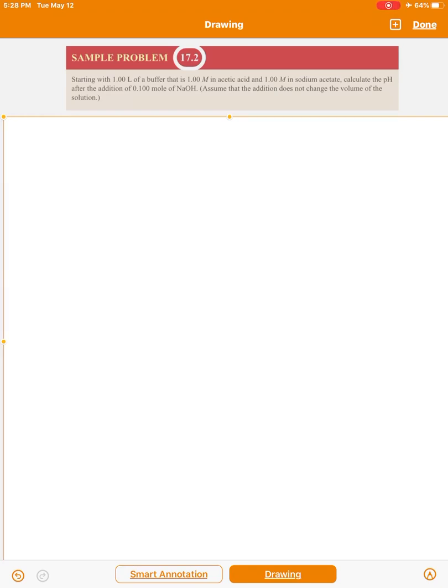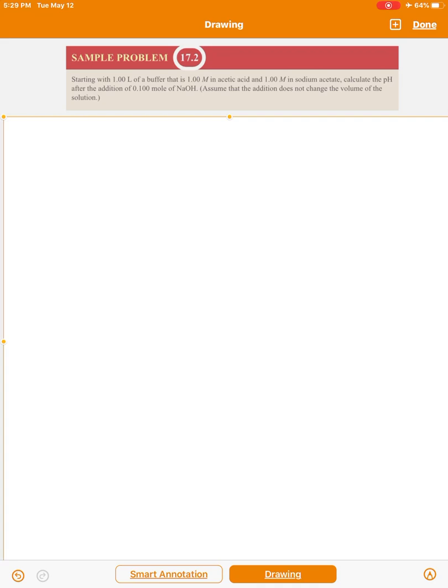Okay, so this is sample problem 17.2. Starting with 1.00 liters of a buffer solution that's 1.00 molar in acetic acid and 1.00 molar in sodium acetate, calculate the pH after the addition of 0.100 moles of sodium hydroxide. Assume that the addition does not change the volume of the solution.